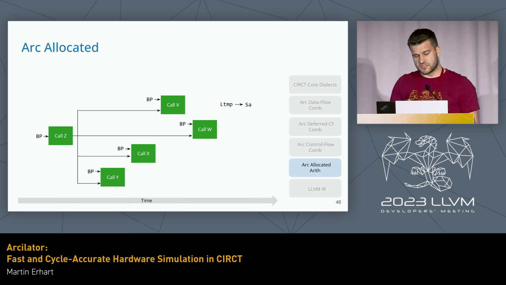Then for the next lower state, we collect all the allocation operations, put them in one single simulation state, and then we basically replace all those allocation operations with get element pointer operations to get this base pointer that we pass on to the arcs, which are now lowered to call operations.